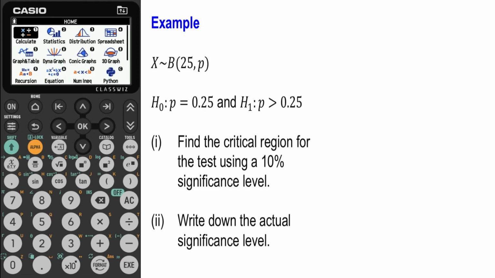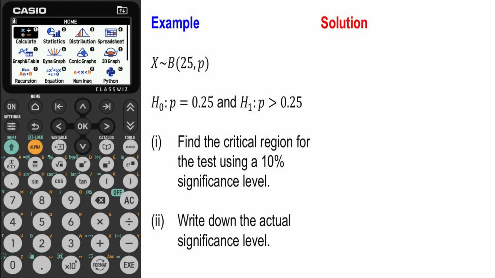In this question, we are given that x is binomially distributed with parameters 25 and p. We have the null hypothesis, p equals 0.25, and we have the alternate hypothesis, p is greater than 0.25. For the first part, we have to find the critical region for the test using a 10% significance level, and then for the second part, we have to write down the actual significance level.